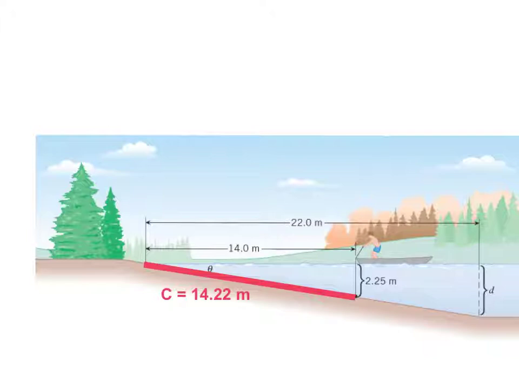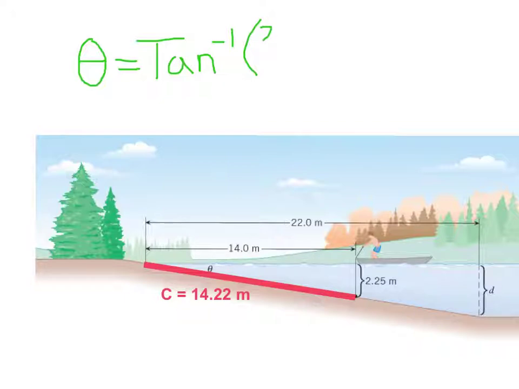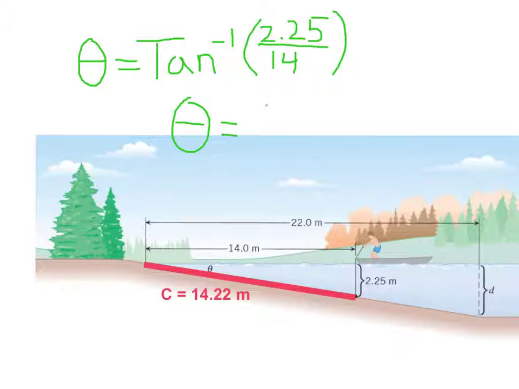So according to our equation, the angle theta is equal to the inverse tangent of 2.25, which is the length of our opposite side, divided by 14, which is the length of our adjacent side. Now at this point you want to make sure that your calculator is in degrees and not radians, and when you press enter, you find that our angle theta equals 9.13 degrees. And that's this angle right here.